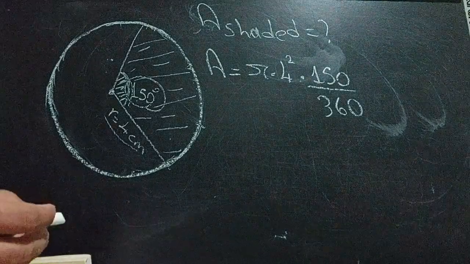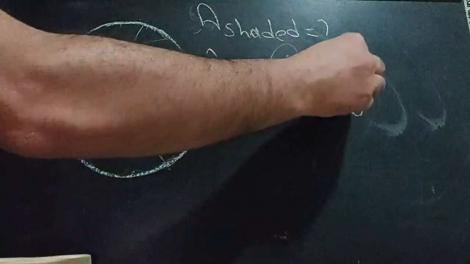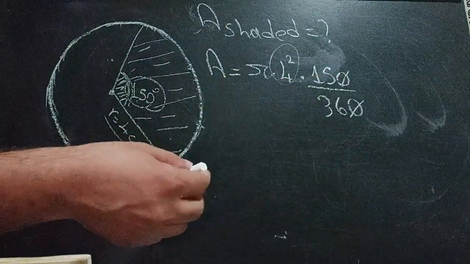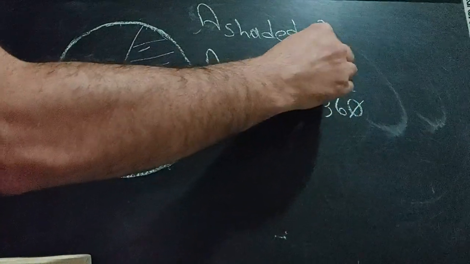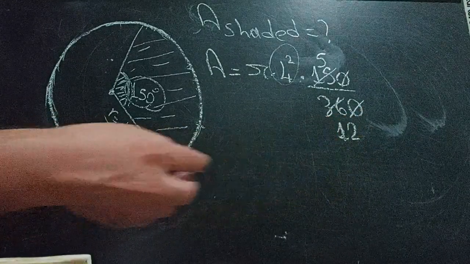So now I'm going to simplify before doing this operation. The zeros simplify to each other. So now I'm not done. Divided by 3, divided by 3, it will be 5 over 12.